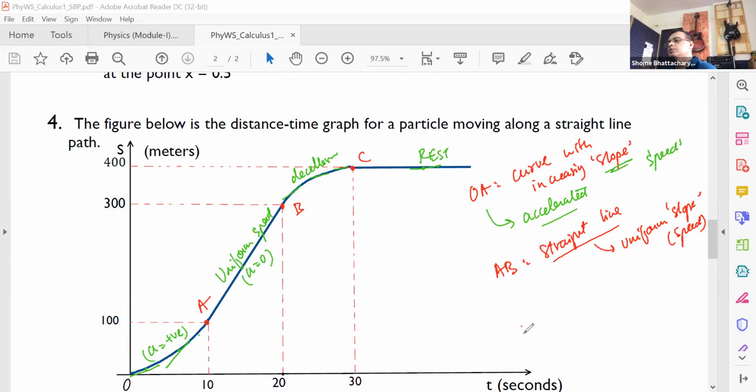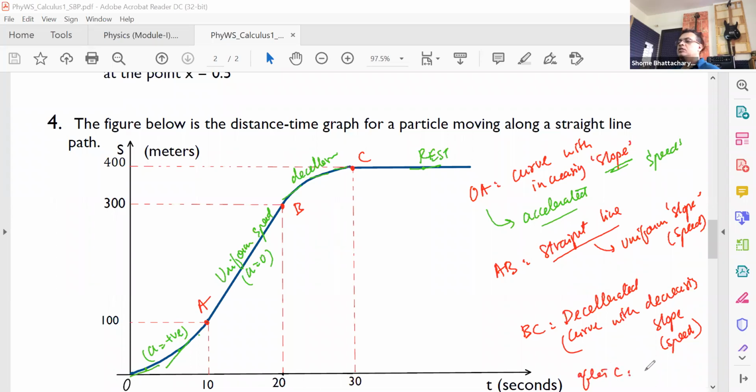So this is the other information that we have. BC is decelerated motion because it is a curve with decreasing slope. So the slope is the same thing as speed. And after C, it's at rest. So this is the basic information that we get.